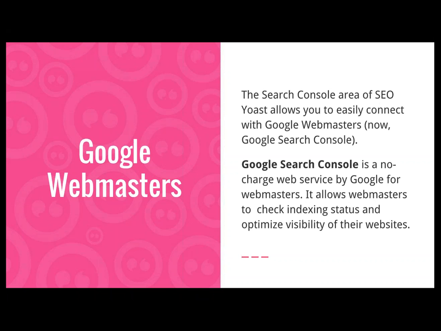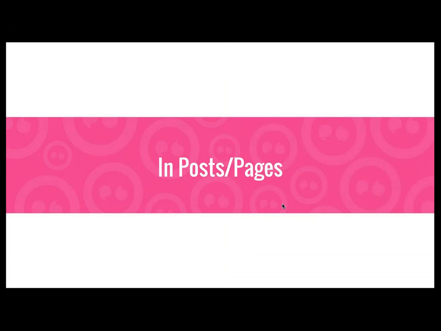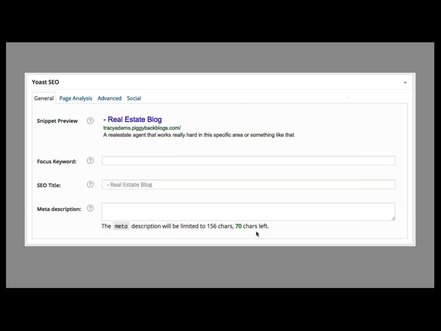After March, maybe I'll do a webinar specifically on the Search Console within Google Webmasters. However, outside of the specific area where you can control the SEO Yoast plugin, there's the area that is within your posts and your pages. Inside of that area, that's where you're able to set individually, as you're writing your blog post, all the information that you want shown on a search result page for Google.